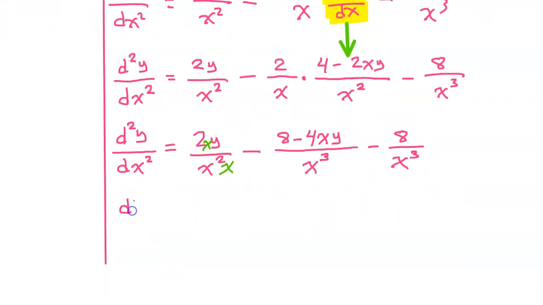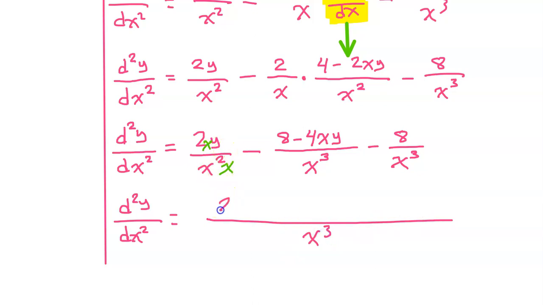So I have the second derivative. Okay, big fraction. So in the denominator, I have my x to the third power. So here's my 2xy from the first term. This minus sign, I have to distribute this. So notice how this minus 4xy is going to become a plus. So avoid that common mistake and make sure you distribute the negative sign. So I will have plus 4xy and then minus 8.